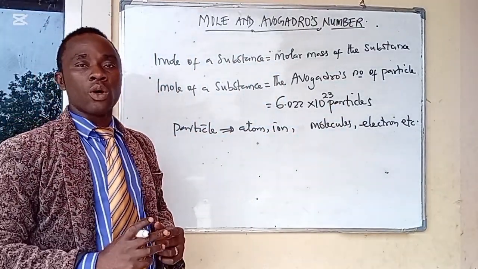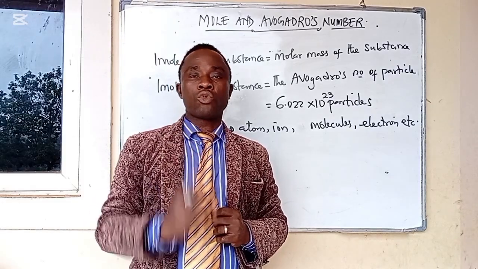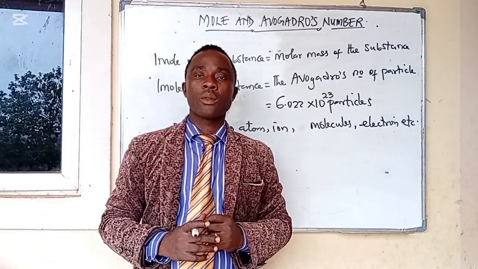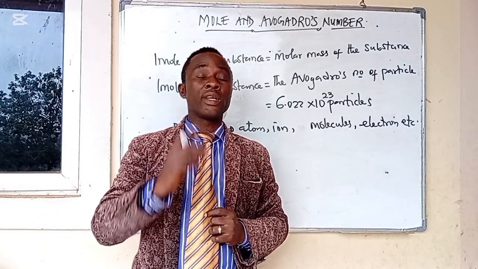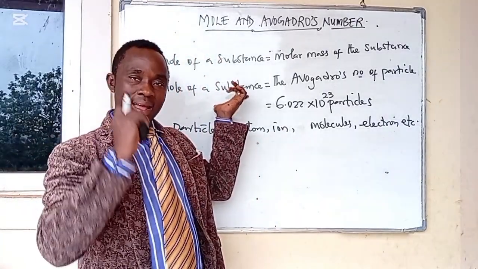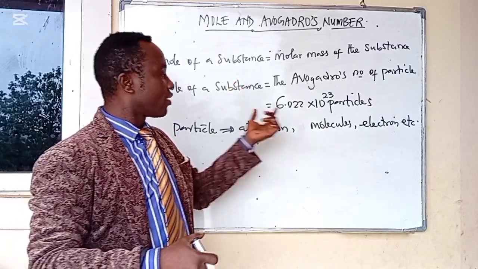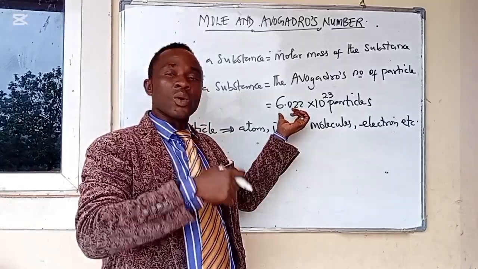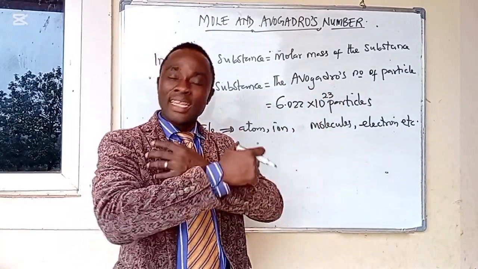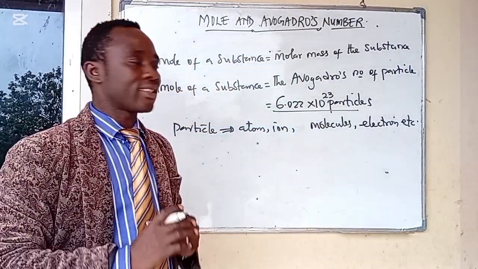Now, we know that 1 dozen of eggs contains 12 eggs. We also know that 1 score of eggs contains 20 eggs. In the same way, if you permit me, 1 mole of eggs will contain 6.022 times 10 raised to power 23 eggs. 1 mole of any substance will contain this number of particles.